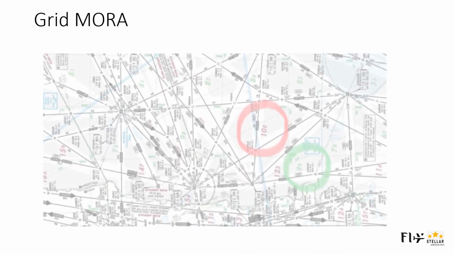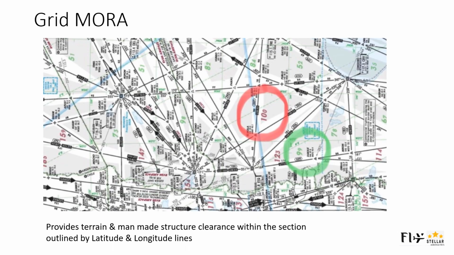Fifth is grid MORA. Grid MORA altitude provides terrain and man-made structure clearance within the section outlined by latitude and longitude lines. The grid MORA value clears all terrain and man-made structures by 1000 feet in areas where the highest elevations are 5000 feet MSL or lower, and by 2000 feet in areas where the highest elevations are 5001 feet MSL or higher. On the Jeppesen chart, this is how it looks like, the bold numbers.